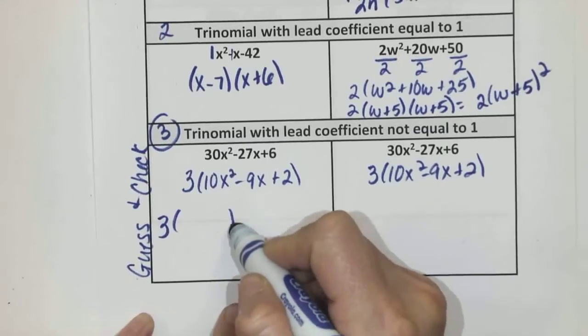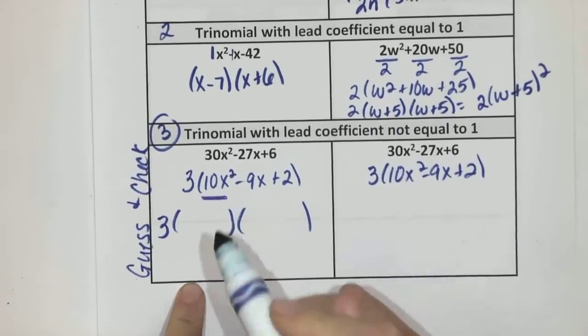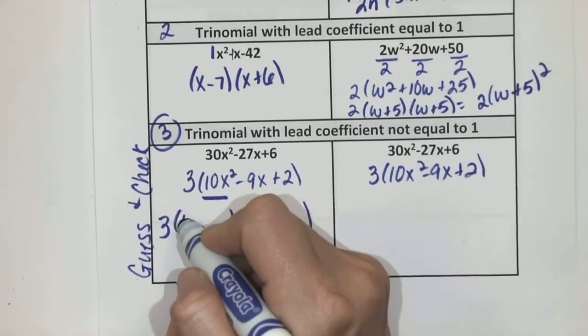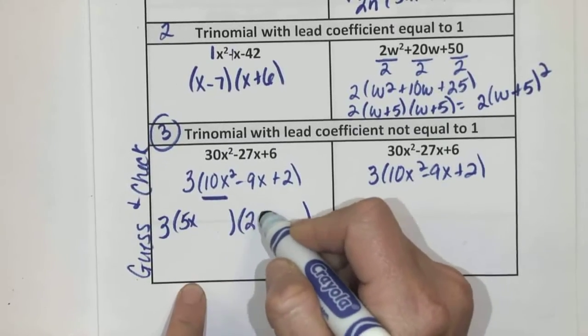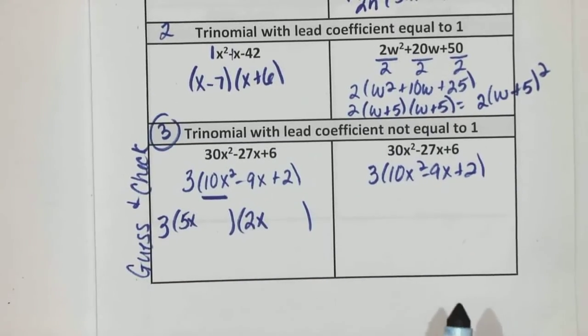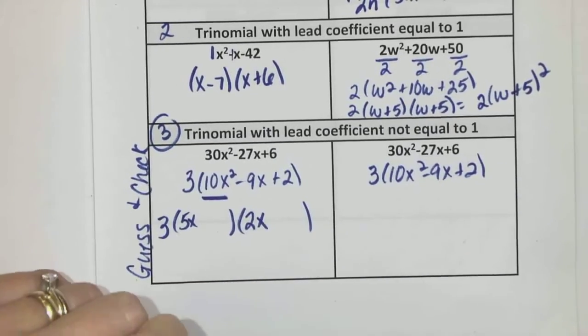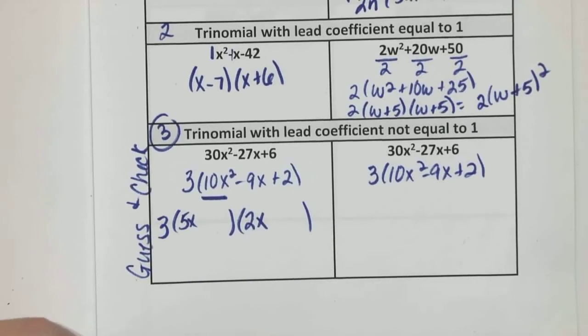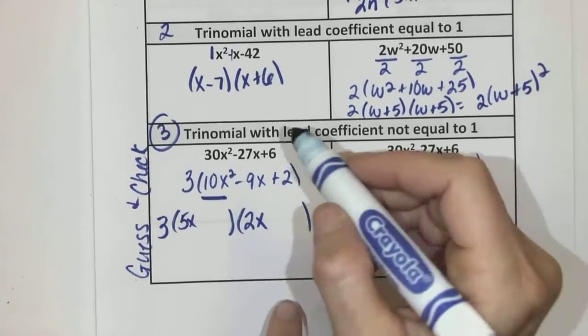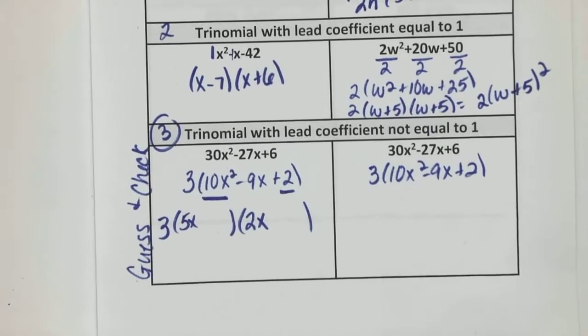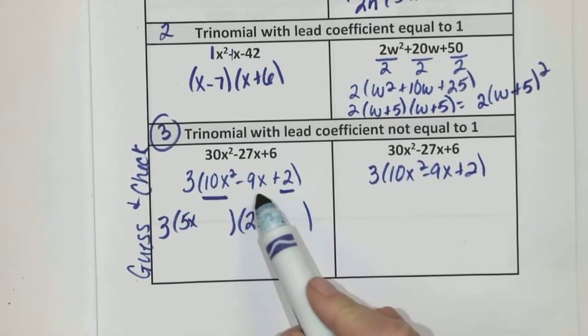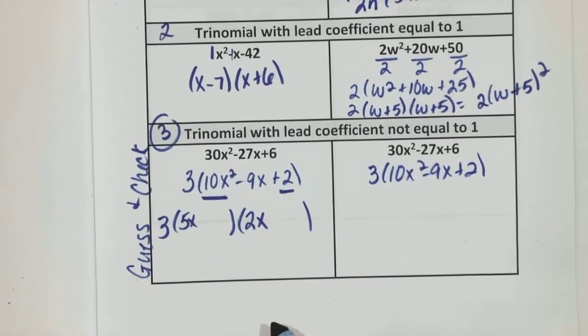How that works, if you remember, is what numbers multiplied together give you 10x squared. That'd be 5x and 2x. I could have also picked 10x and 1x. I'm hoping I picked the one that works. That's why this is called guessing and checking. Second thing I do is think of ways to get positive 2, keeping in mind that my middle term needs to be a negative 9.